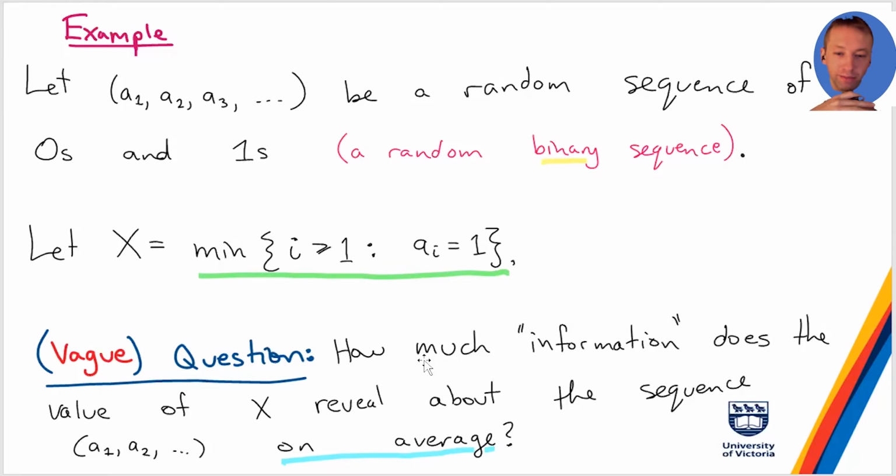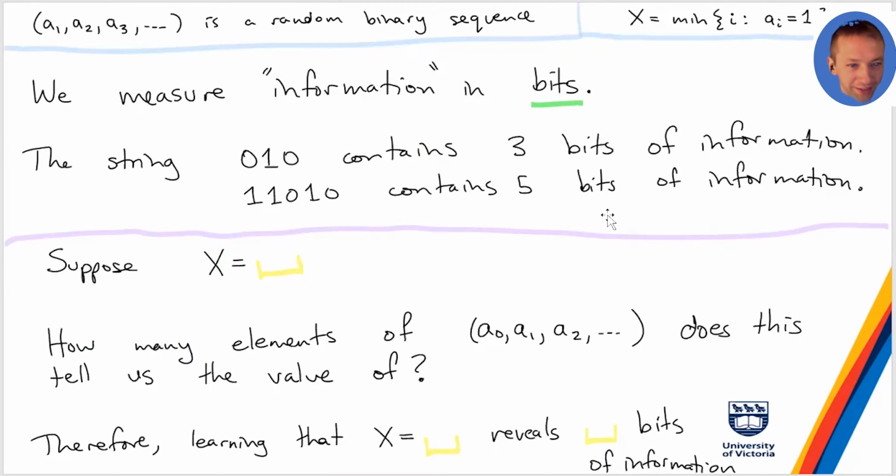Here's a kind of vague question: how much information does the value of x reveal about the sequence on average? Suppose I learn the outcome of x, so I learn that x is 5. How much does that reveal about my sequence, and how much information do you get from knowing the value of x? And I want to do that on average, over all the possible values for x. So not a lot of information, yeah. Here, in this random sequence, I'm thinking of zeros and ones as having probability a half. Basically it's a coin flip for everything.